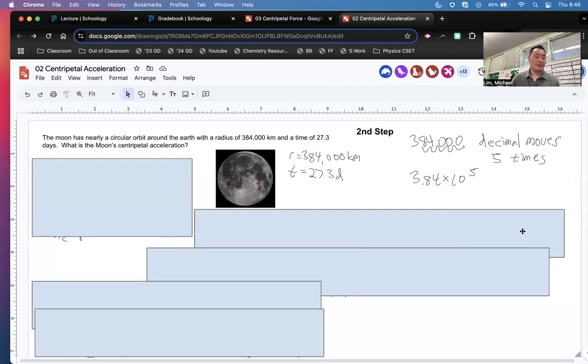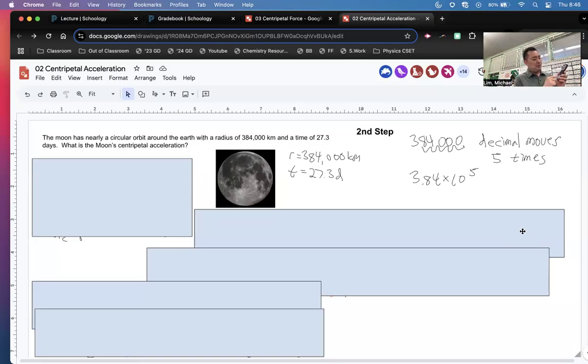Now, in your calculators, you can always put 3.84 and then hit multiply and then hit 10 and then hit caret, you know, for the exponent and then 5. That's a lot of work. So let me show you how to do the quickest version of times 10 raised to the fifth in your calculator. Everyone grab a calculator. So grab a calculator right behind your screen.